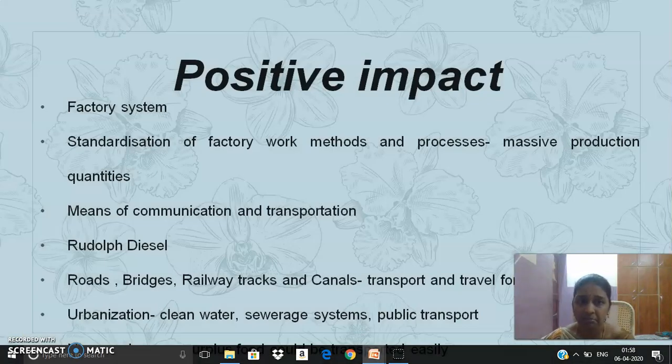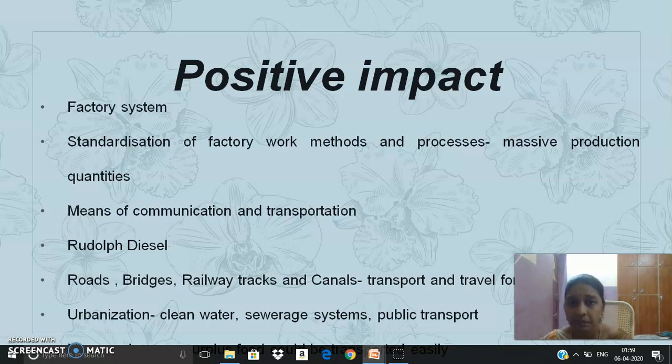There were so many positive impacts because of the Industrial Revolution. One such impact is the introduction of factories. There was a standardization of factory work methods and processes and massive production quantities. Means of communication and transportation also underwent a lot of good change, and we find the introduction of roads, bridges, railway tracks, and canals in the field of transport and travel for human beings.